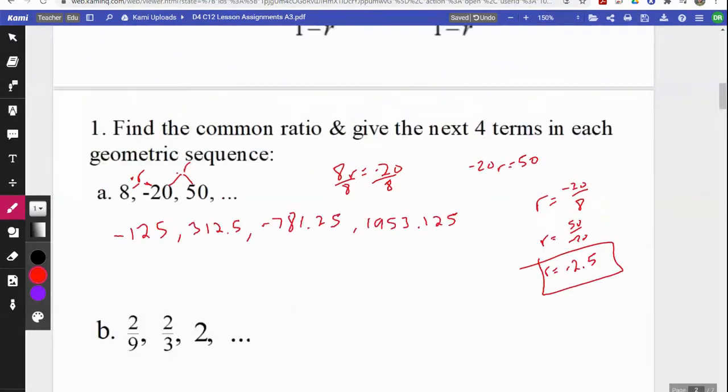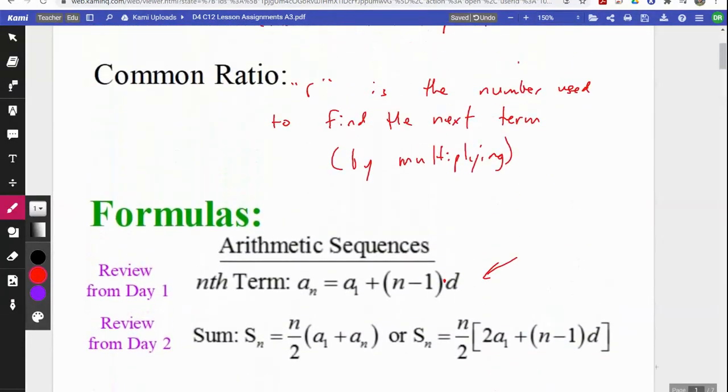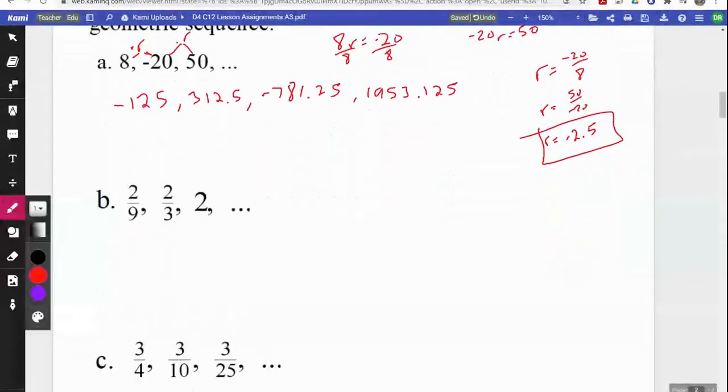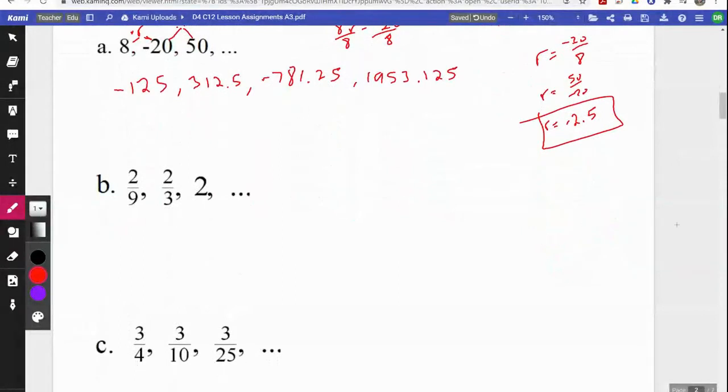And notice I strictly said at the beginning that it's by multiplying. It's not by adding or subtracting, and it's not for geometric multiplying or dividing. We're always thinking of multiplication. So it just makes it easier for us to always have one method.